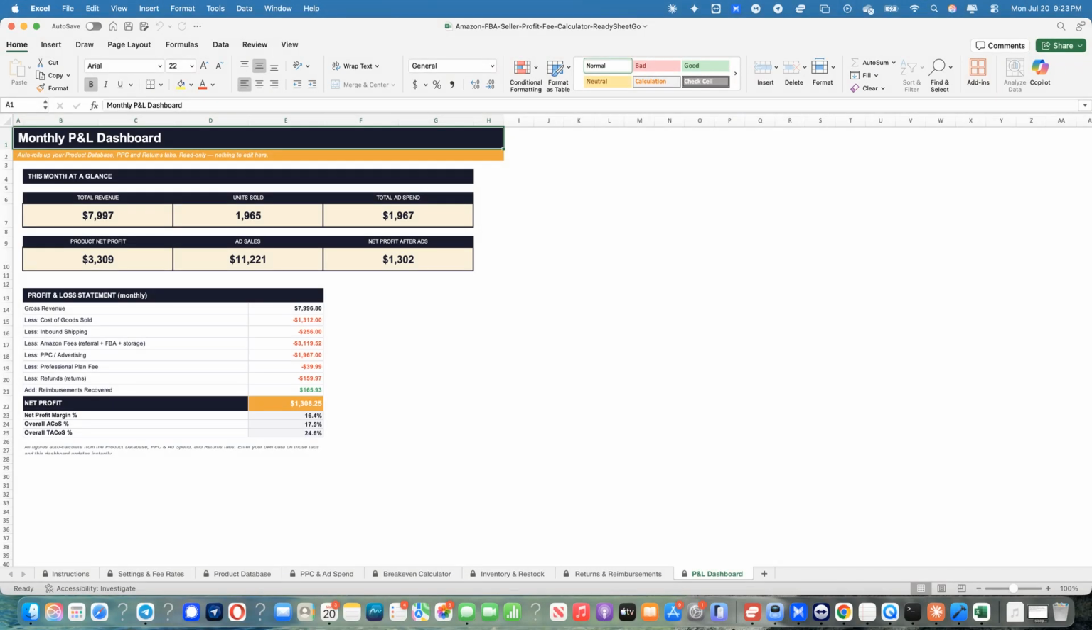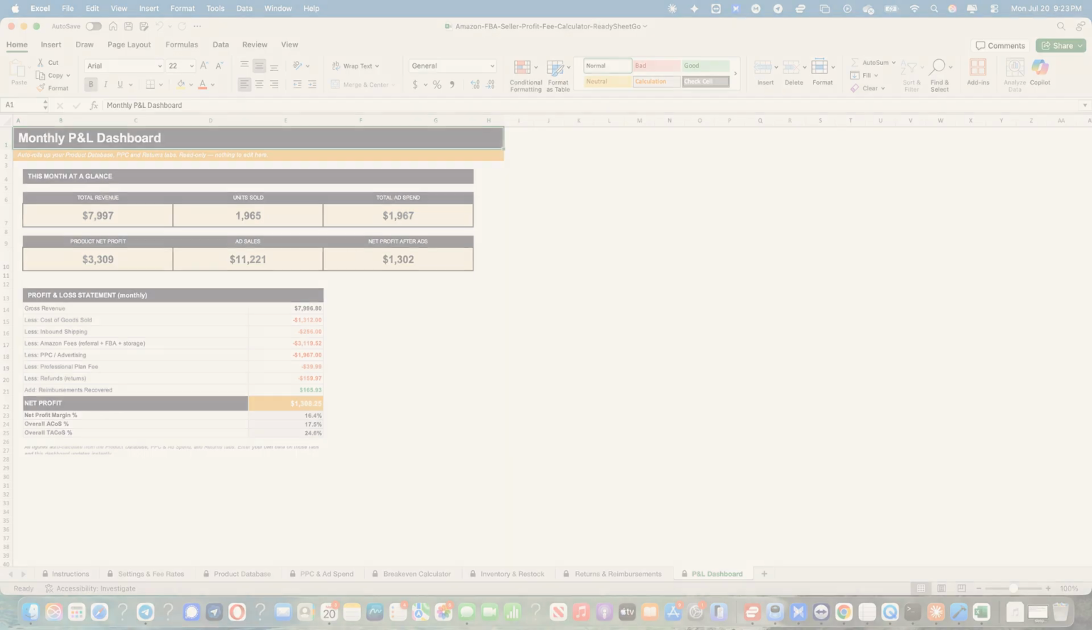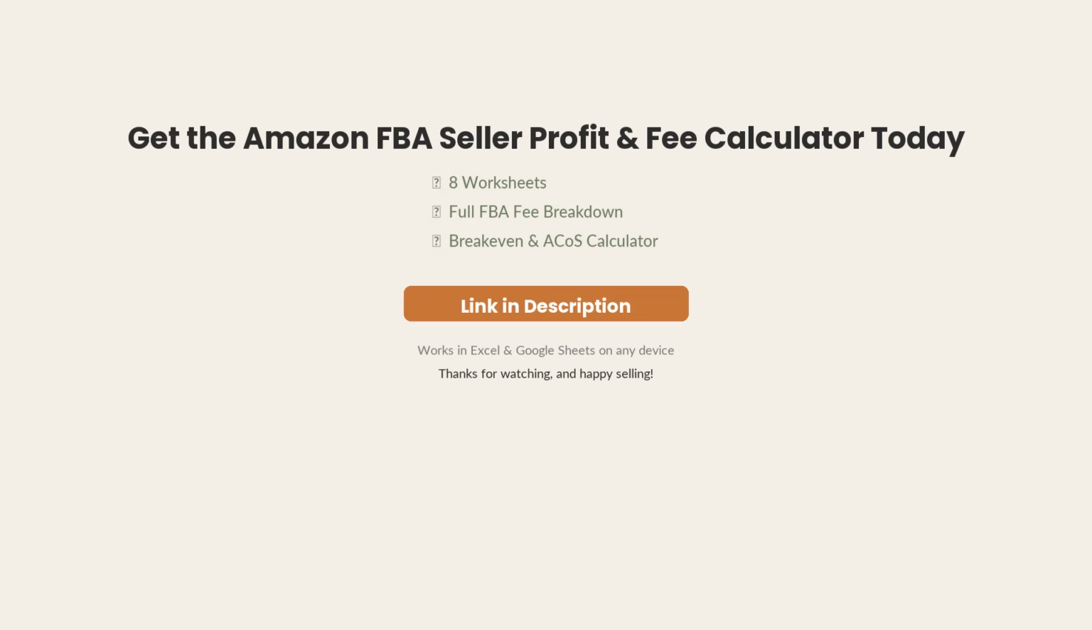And the P&L dashboard runs it top to bottom: revenue, cost of goods, shipping, Amazon fees, advertising, refunds, down to net profit and margin. That's the whole workbook.